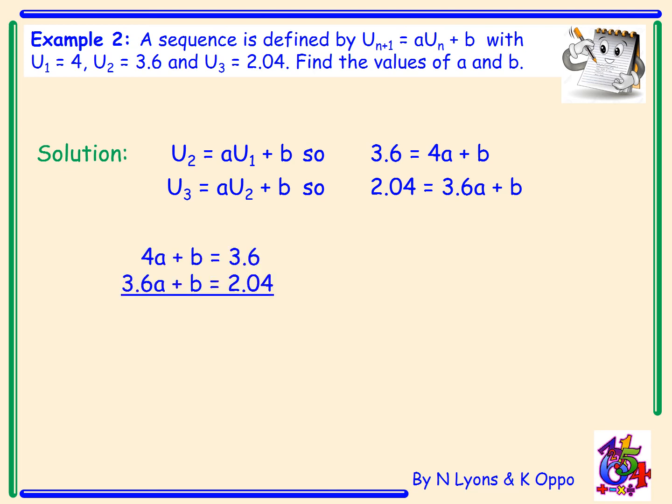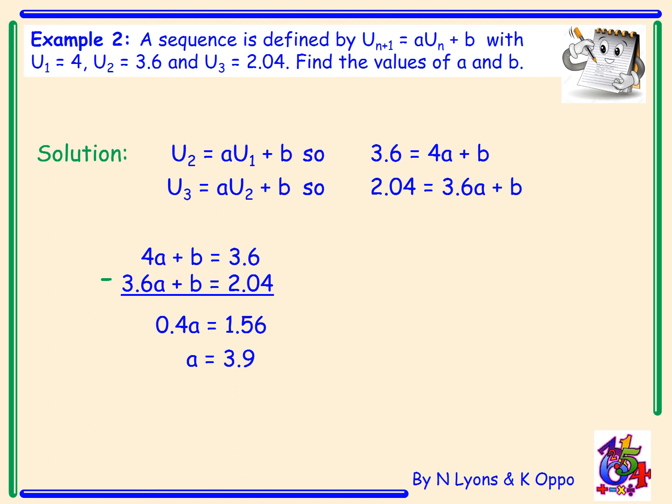Again, we need to solve these simultaneously, so lining them up, we have 4a plus b equals 3.6, 3.6a plus b equals 2.04, and again we have to subtract to eliminate our b's. 4a take away 3.6a will leave us with 0.4a. 3.6 subtract 2.04 equals 1.56. If we then divide 1.56 by 0.4, a comes out as 3.9.